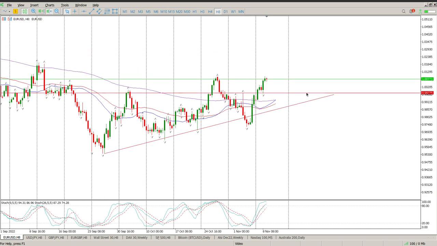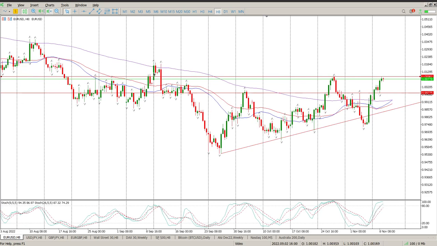So we did get a pullback onto some structure here, and buyers came in. We are just fizzling out at the moment, which is to be expected. We have a major area of resistance just above us.